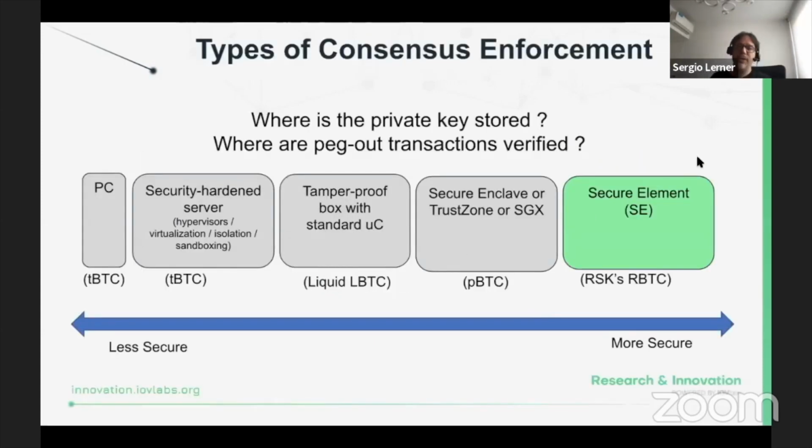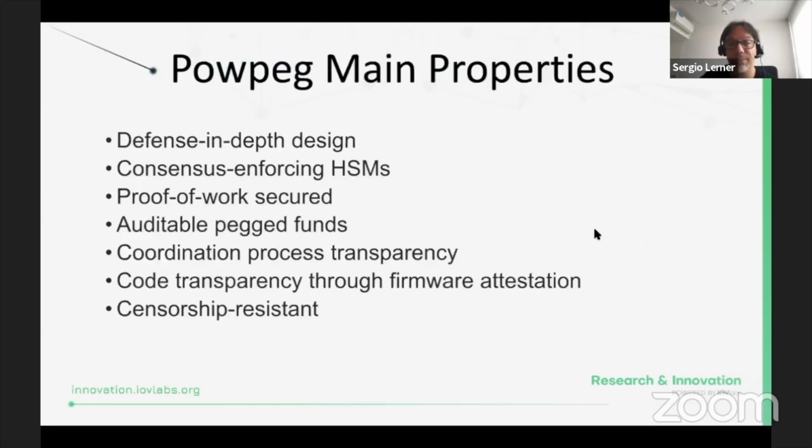And in terms of security, the PowHSM devices are using the most secure technology to protect the private key, which is basically secure elements. It's more secure than the security enclaves of general purpose processors like SGX or TrustZone, and it's more secure than having a tamper-proof box with some standard microcontroller. So we are using the best possible technologies to secure the private keys, and the firmware is open source. And also these devices perform public attestation, so you can actually validate that each one of these devices is running the exact firmware that protects the private key.